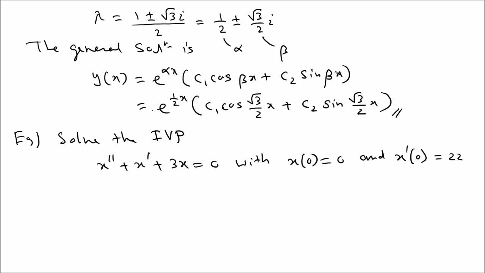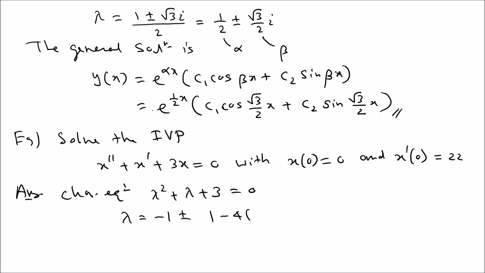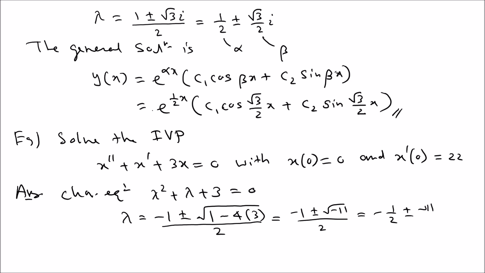So let's do that. We can look at the characteristic equation, which is lambda squared plus lambda plus 3 equals 0. And then you can see it's impossible to find the factors, so we're going to go with the formula, lambda equals negative b plus or minus the square root of b squared minus 4ac, where a is 1, over 2. So we can simplify this to negative 1 plus or minus the square root of negative 11, over 2. If you split this, you can write it as negative 1/2 plus or minus square root 11 over 2 i. So that's the alpha value. This is the beta value.